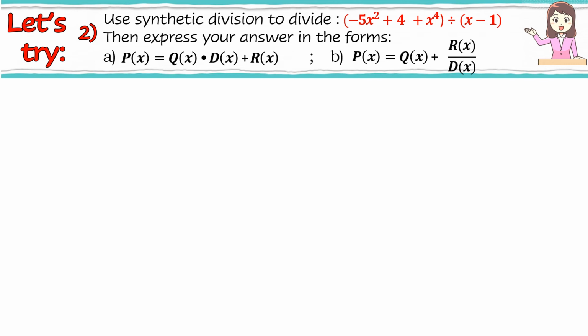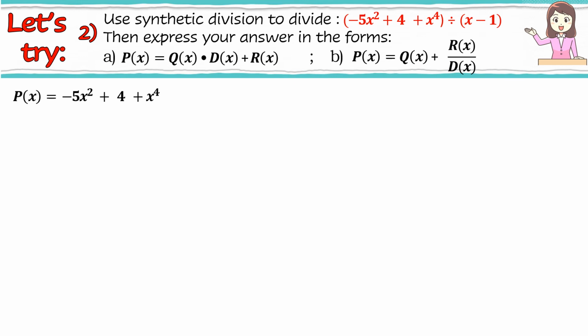Problem number 2, use synthetic division to divide negative 5x squared plus 4 plus x to the fourth divided by x minus 1. Then express your answer in the forms p of x is equal to q of x times d of x plus r of x, and p of x is equal to q of x plus r of x divided by d of x. So, our p of x is equal to negative 5x squared plus 4 plus x to the fourth as written in the problem.